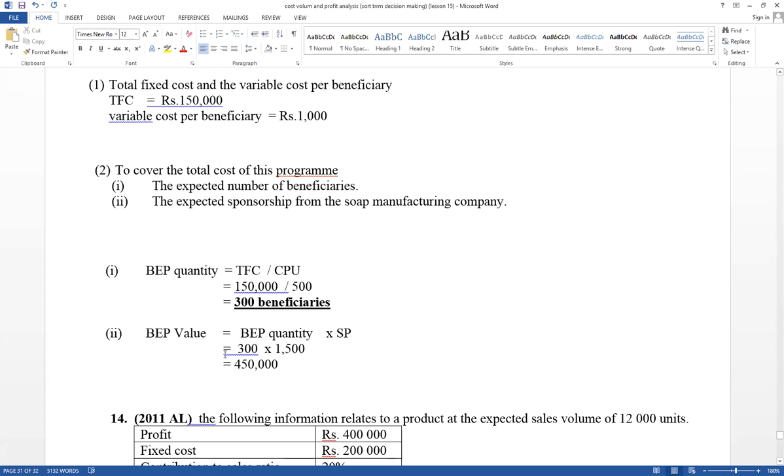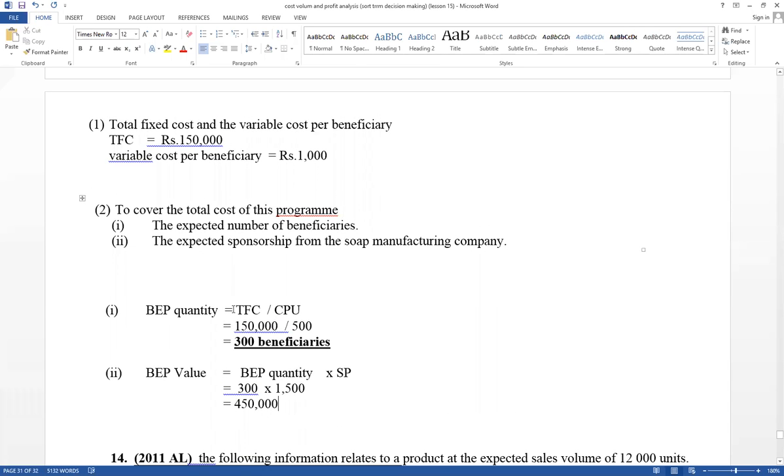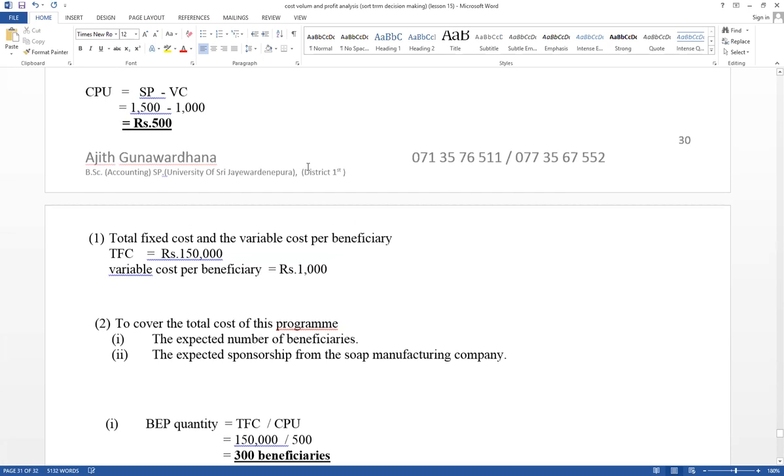Now, this much we need to receive as sponsorship. There's break-even point quantity and value. To cover the total cost means break-even point. There's number of beneficiary, that is a quantity, and expected sponsorships from soft manufacturing company, that is a value. First one, there's total fixed cost and variable cost per beneficiary.